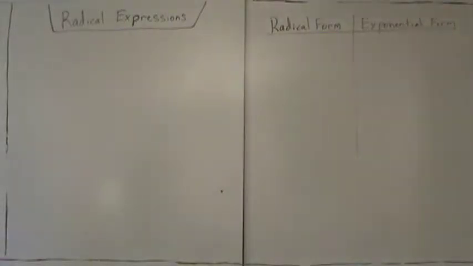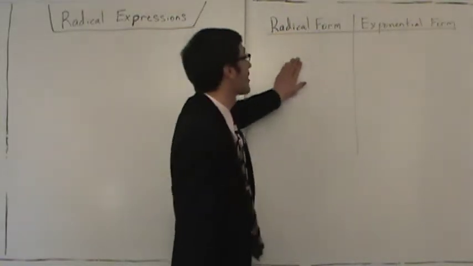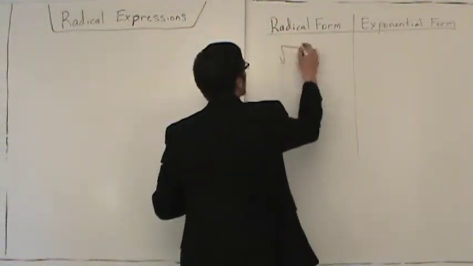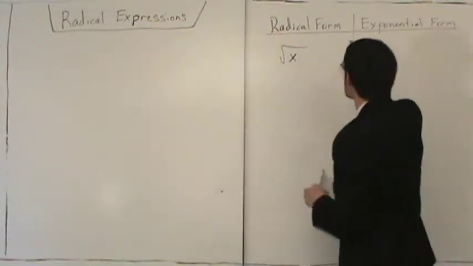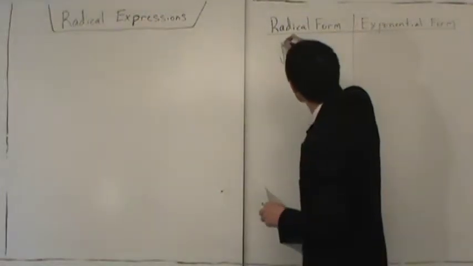All right, welcome back. This is our 6th lesson on radical expressions, and today we're going to be investigating the difference between radical form and exponential form. Now, if I write on the board the square root of x, this is called radical form. We read this as x to the first power, and our index is 2.